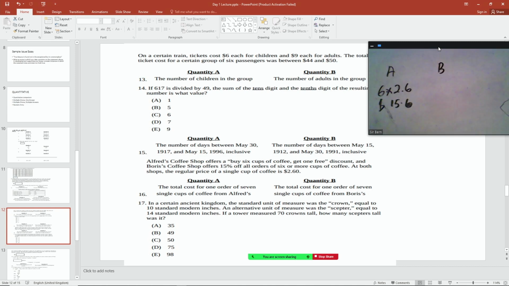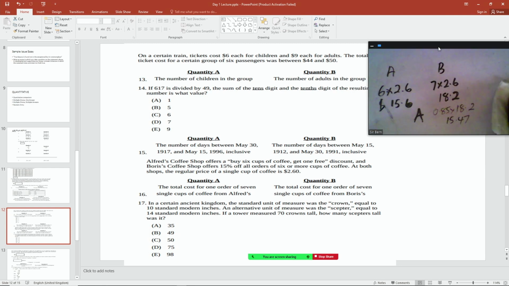Then quantity B, the total cost of one order of 7 single cups. If you are buying 7, then it is 7 times 2.6. 7 times 2.6 would give 18.2. So after finding the 15% off, it means that they are going to pay 85%. 0.85 times 18.2 will give us 15.47. So in this case, quantity A is greater. You pay more in shop A. Quantity A is greater. 15.6 is greater than 15.47.